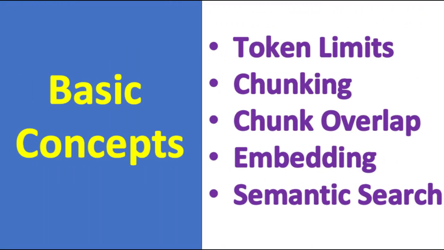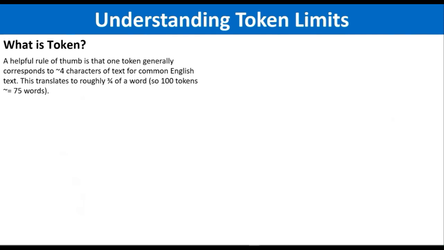Before we dive into the implementation of this use case, we need to understand a few concepts. Let us talk about tokens and token limits, an important concept in understanding how language models like GPT operate. So what is a token? A token is a unit of text that a model processes. For most common English text, one token roughly equals 4 characters or 3/4 of a word.